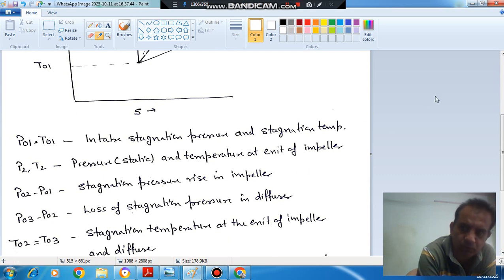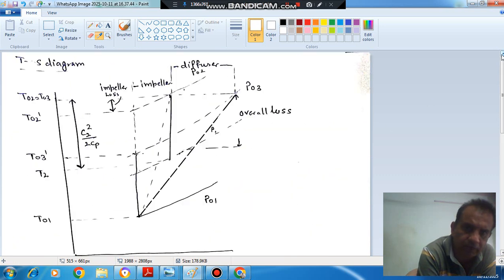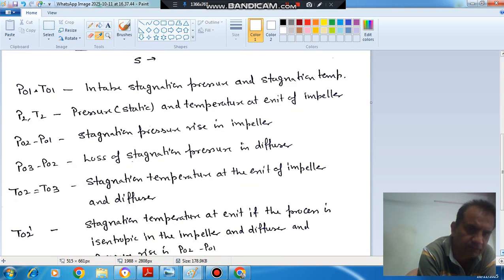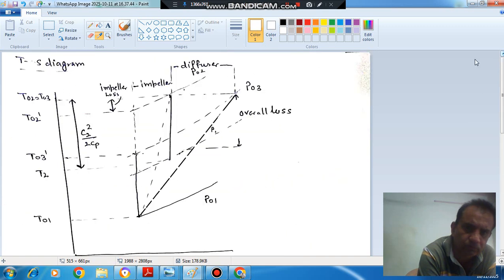P03 minus P02 is the stagnation pressure loss in the diffuser. T02 equal to T03 is the stagnation temperature at the exit of the impeller and diffuser. Both are the same. There is no stagnation temperature rise in the diffuser. There is a static temperature rise there, but the stagnation temperature remains the same. So this is the stagnation temperature at the exit of the impeller and diffuser.